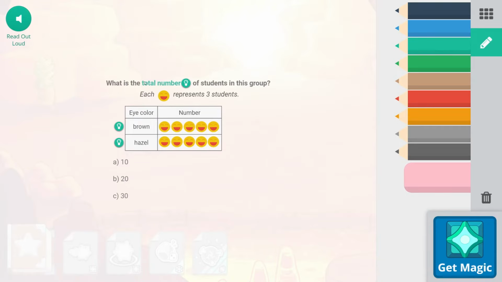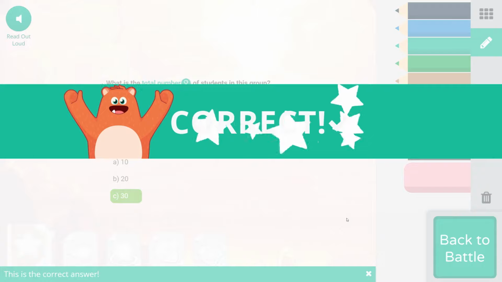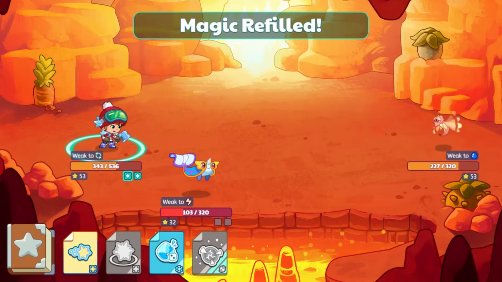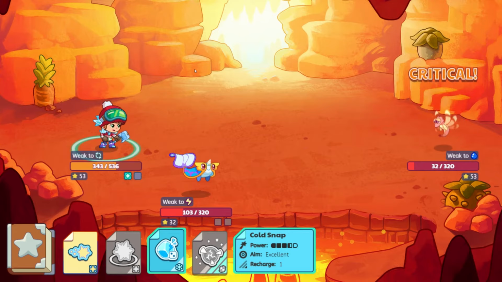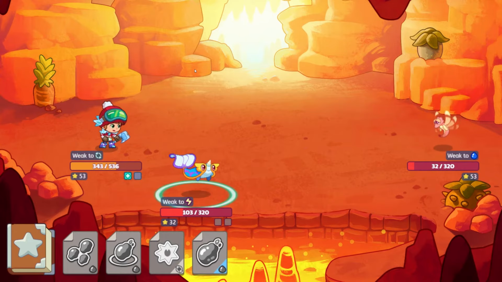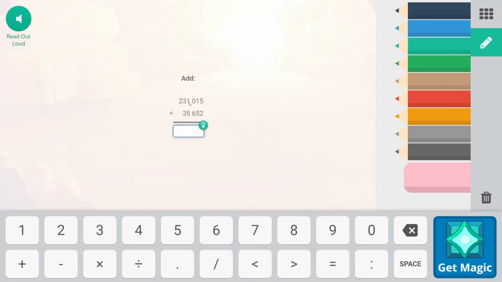That is awesome. All right, so total number of students. Each smiley face represents 3 students. So we're going to do, this is 5, this is 10. 10 times 3 is going to be 30 students. Ooh. Yeah, you do have to double check that you're looking at the icons correctly.